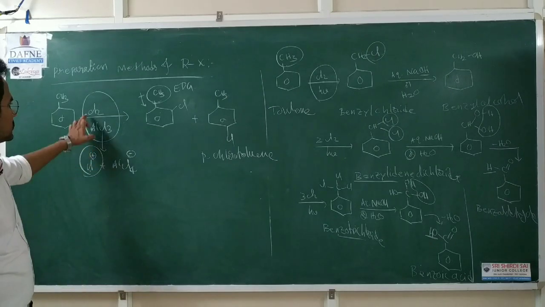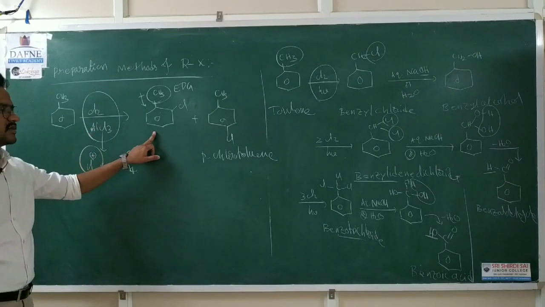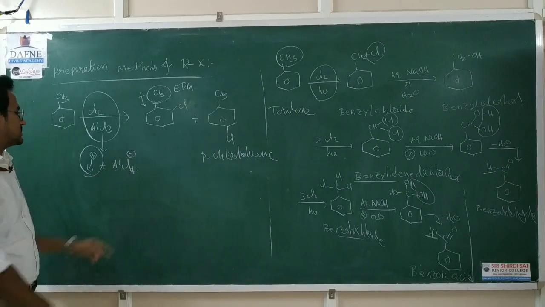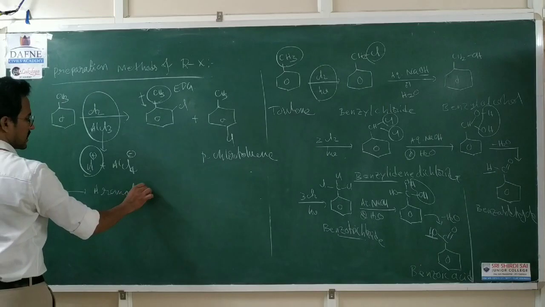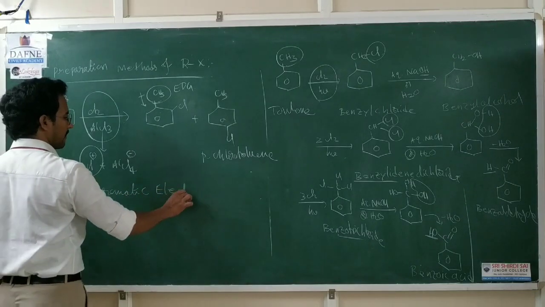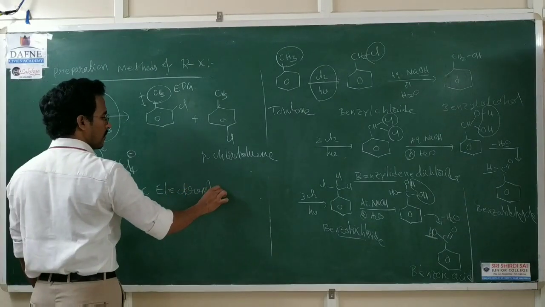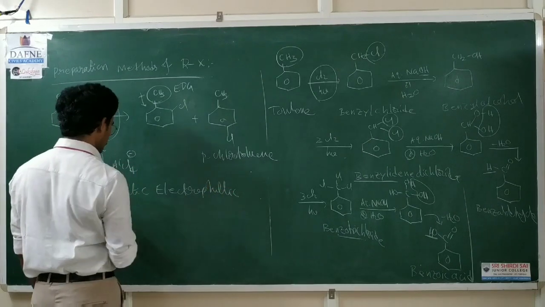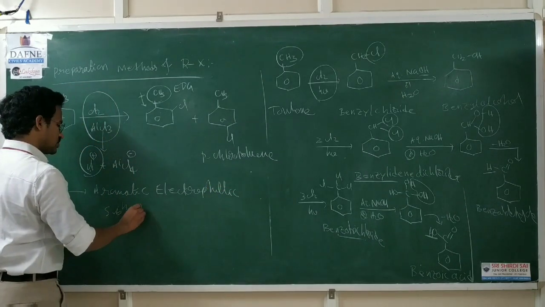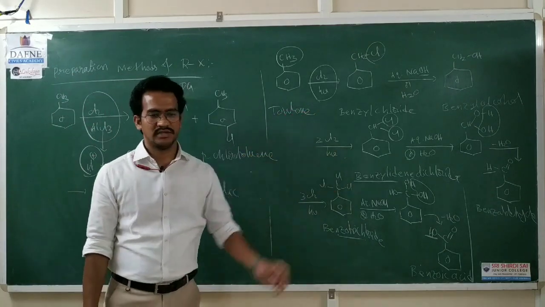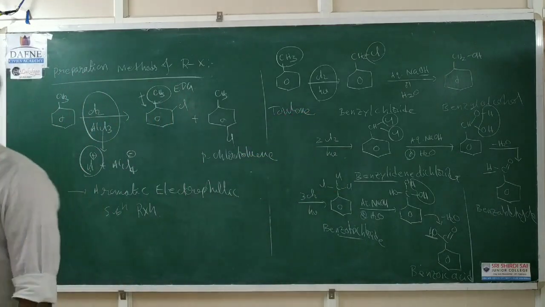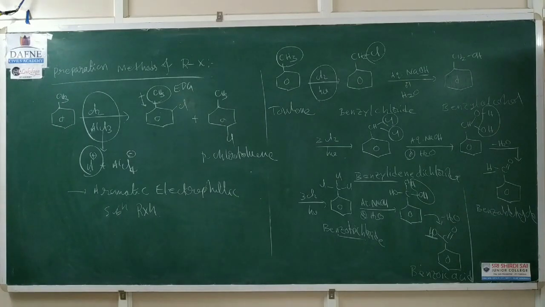So with Cl2, AlCl3, substitution of the benzene takes place. It is an aromatic electrophilic substitution reaction. These are the free radical substitution reactions. So that is the preparation method of the alkyl halides from alkenes.